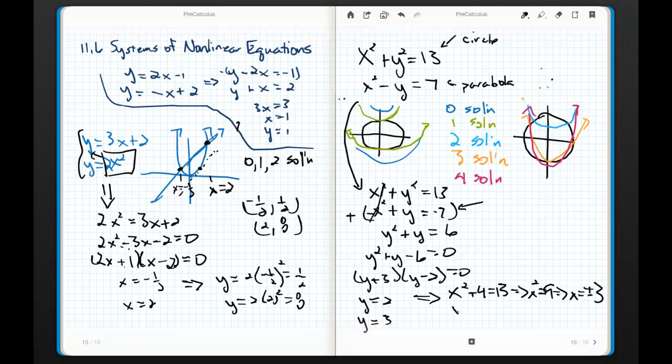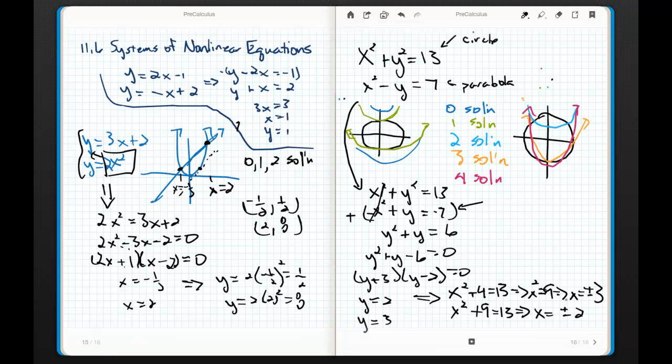If y equals 3, then x squared plus 9 equals 13. And you can see by a puff of algebra, that's going to imply that x equals, well, let's see, I subtract, I get 4, take the square root, x equals plus or minus 2. So in this case, there are 4 solutions.